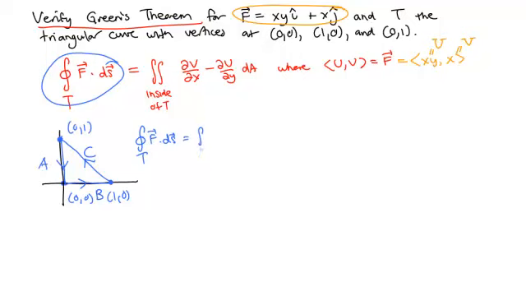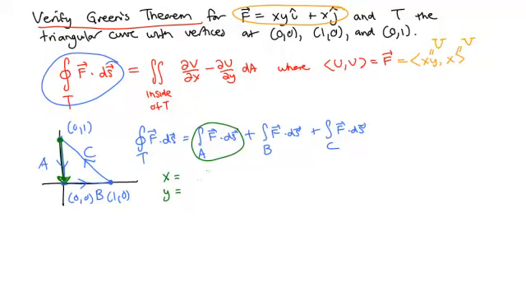So we could break this up into three separate line integrals. The line integral of f dot ds over a, plus the line integral of f dot ds over b, plus the line integral of f dot ds over that hypotenuse c. And we'll just do three separate calculations. So let's focus on the first part, the straight line segment that goes down from the point 0, 1 to the point 0, 0.